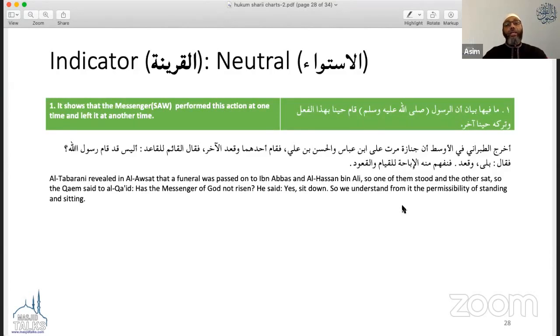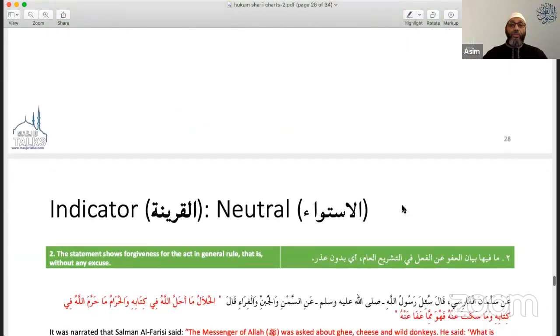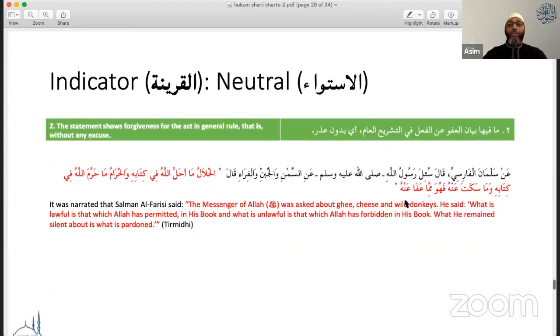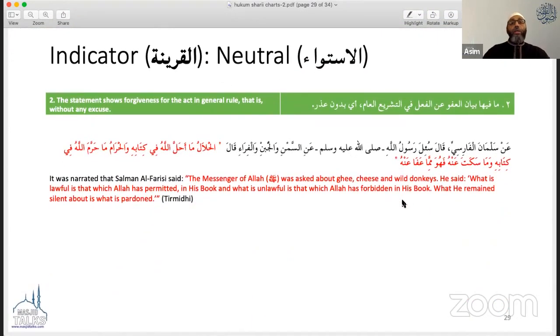While at other times when the funeral was passing, Rasulullah sallallahu alaihi wasallam sat down as well. So that's a sign that either way, it is okay whether you stand or you sit. So that's a sign of mubah, a sign of permissibility.